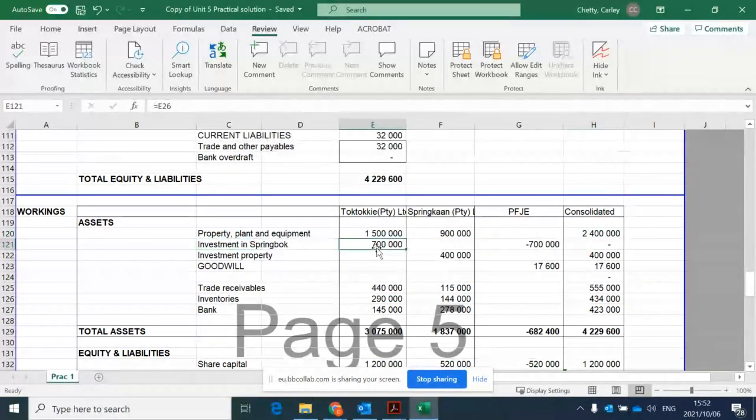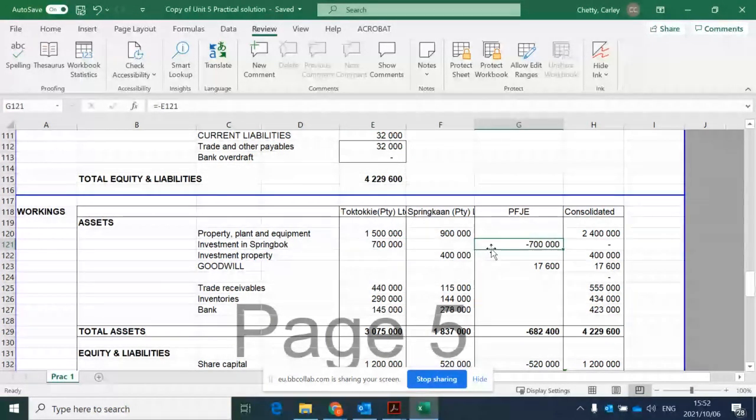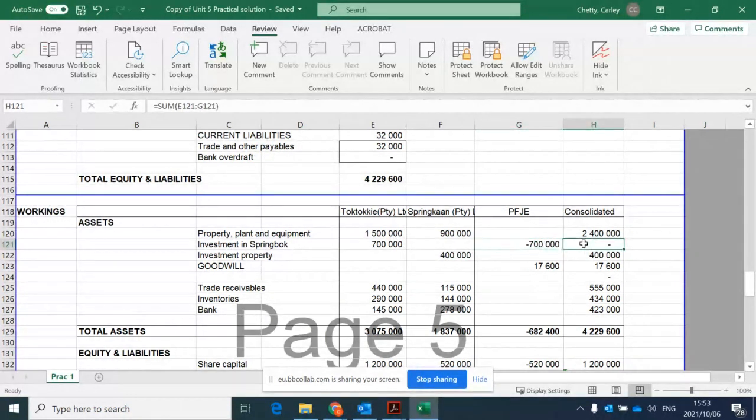Investment in SpringCon, this was shown in Talkie's individual financial statements. However, remember we processed the pro forma journal entry of 700,000 Rand to eliminate this investment against the equity of SpringCon. So therefore, in our group financial statements, there will be no investment in SpringCon. Okay, they seem to use Springbok and SpringCon interchangeably, but it's the same company.